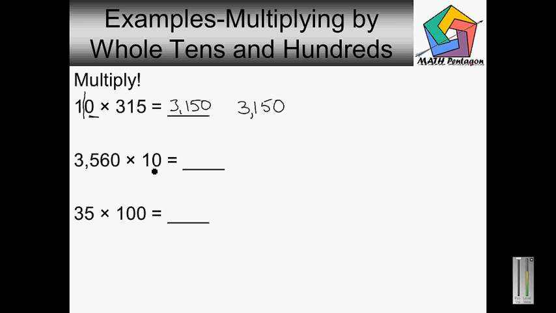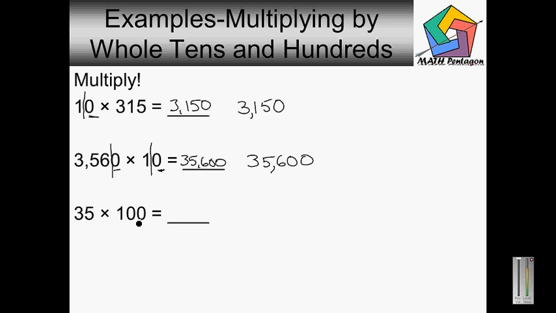Here we have 3,560 times 10. So I forget about the zeros for now, and what I do is 356 times 1 is going to give me 356, and I have 1 0 here and 1 0 here, so 1 plus 1 is 2, so I have 2 zeros. So I put a comma right here, so it would be 35,600 for my final answer.